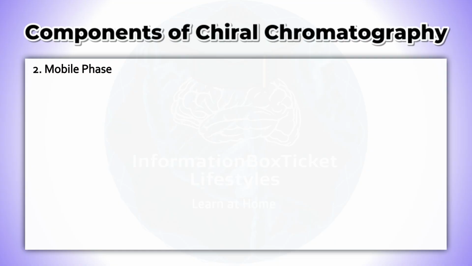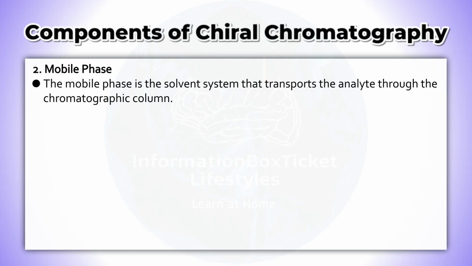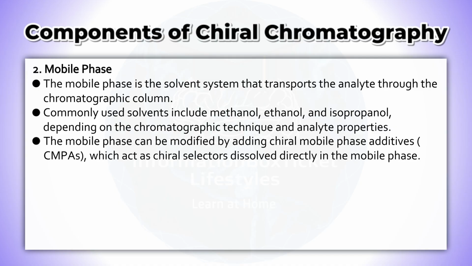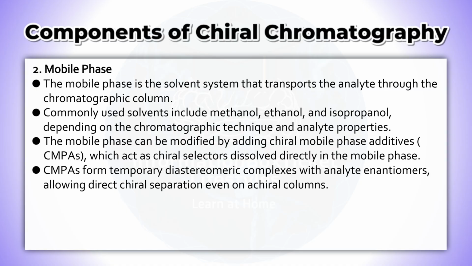2. Mobile phase. The mobile phase is the solvent system that transports the analyte through the chromatographic column. Commonly used solvents include methanol, ethanol, and isopropanol, depending on the chromatographic technique and analyte properties. The mobile phase can be modified by adding chiral mobile phase additives, CMPAs, which act as chiral selectors dissolved directly in the mobile phase. CMPAs form temporary diastereomeric complexes with analyte enantiomers, allowing direct chiral separation even on achiral columns.